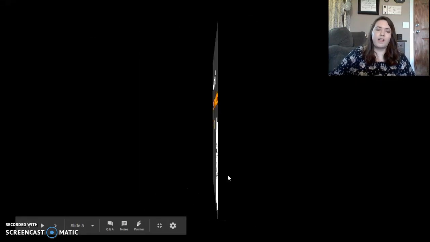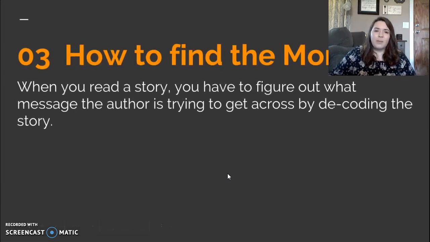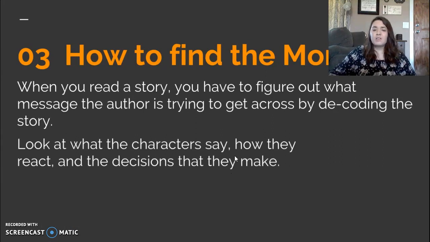So how do you find these morals? When you read a story, you have to figure out what message the author is trying to get across by decoding the story. Look at what the characters are saying, how they react, and the decisions that they make. These things can tell you how the person changes from the beginning till the end. So with that, you can define what the moral is. How they're changing is what the author is trying to get across to you, how you should change or how you should act, or things that maybe you should do. There are suggestions or lessons that you need to know for the future, maybe.